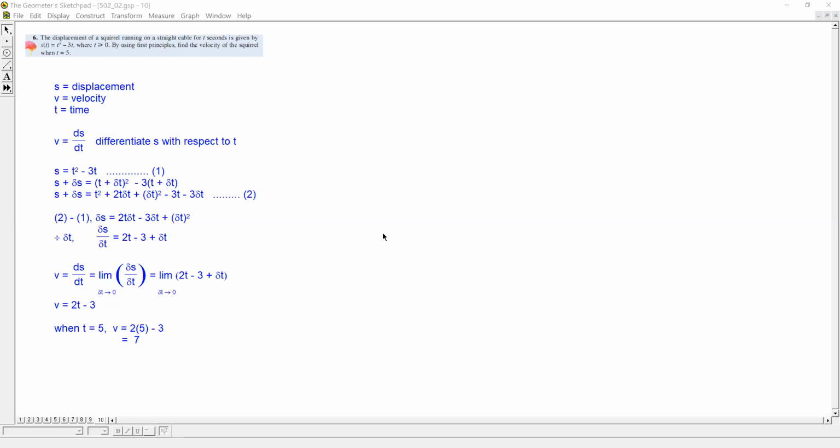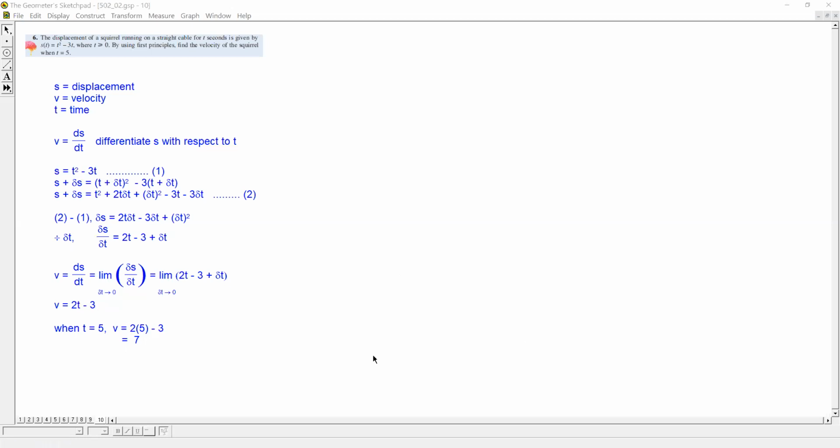Now, after 5 seconds, what is the velocity? So you have to substitute 5 inside the velocity equation. Don't substitute inside the displacement equation, because you are not asked to find the displacement. You are asked to find the velocity. So you substitute t equals 5 into the velocity equation, then you will get v equals 7.